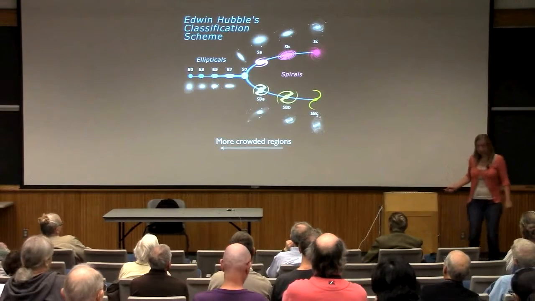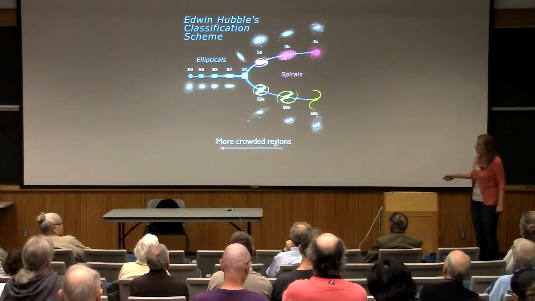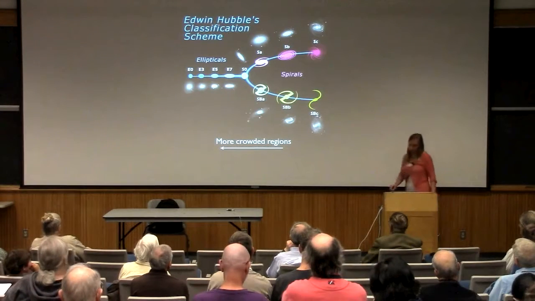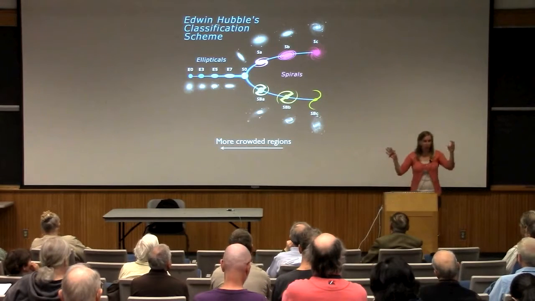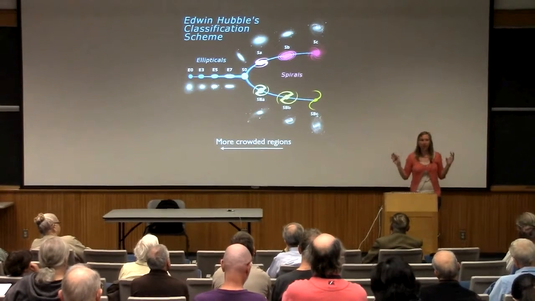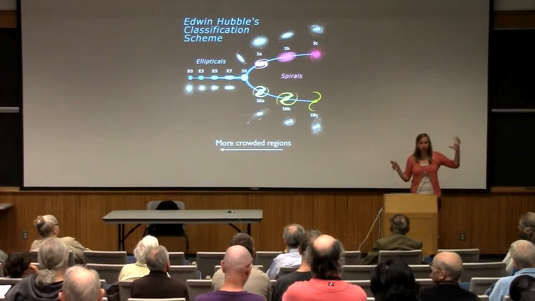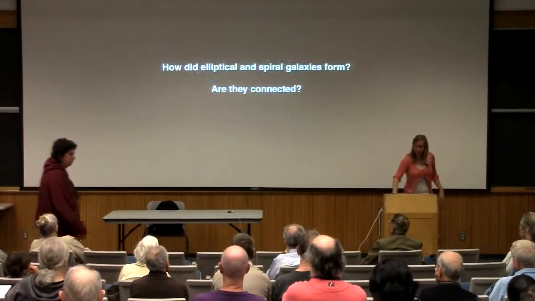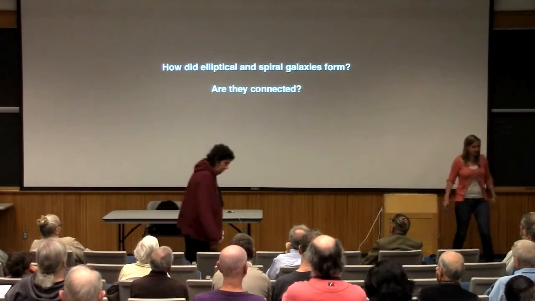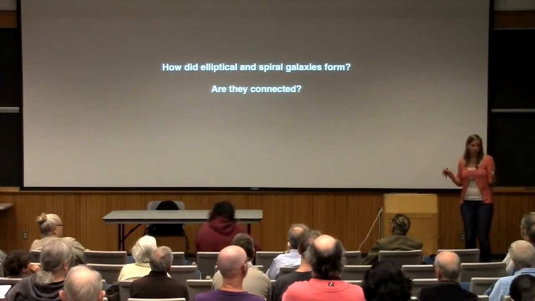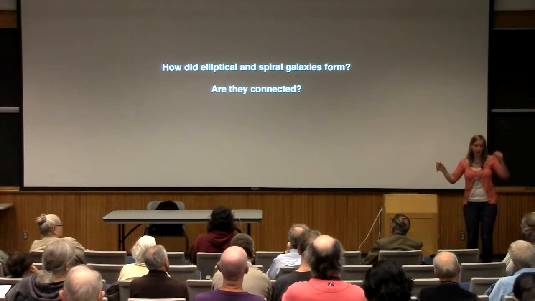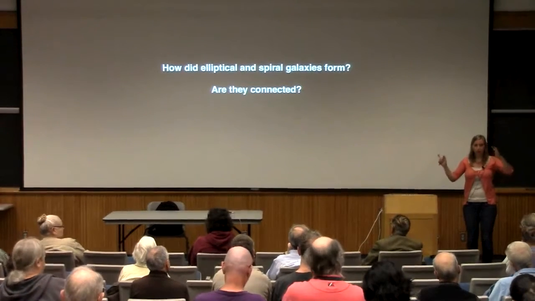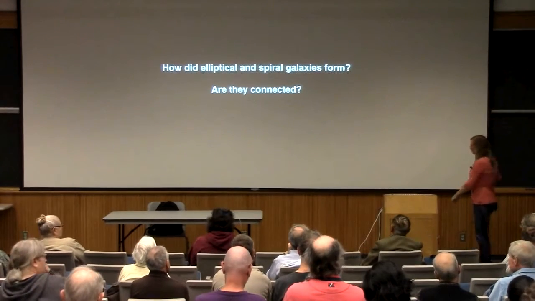So if you go back to this Hubble tuning fork, if you go to this side, you also go to more crowded environments or more crowded regions. Okay, so we know that we have this sort of, as astronomers call it, bimodality between the galaxies. We have this blue spiral population, we have this red elliptical population. What we obviously want to know, and what we still don't really understand, is how did these elliptical galaxies form, how did these spiral galaxies form, and how are these classes related to each other? Are they static, or do they maybe go from one to the other?